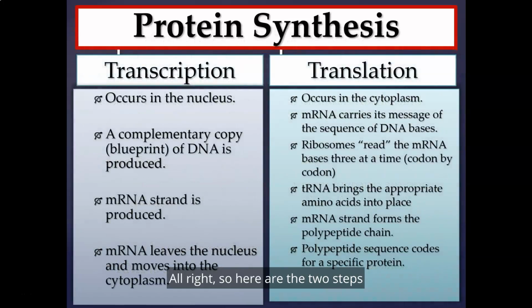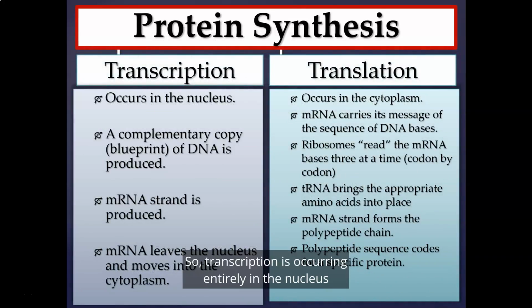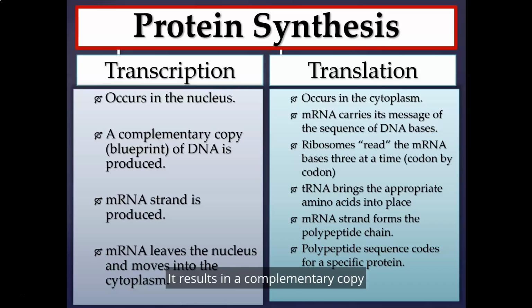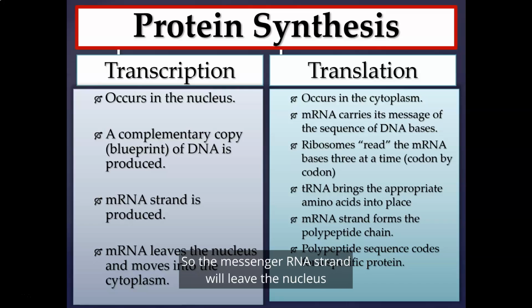All right, so here are the two steps right next to each other. Transcription is occurring entirely in the nucleus of the cell. It results in a complementary copy or blueprint of DNA. And then from this DNA template, that's how the messenger RNA strand is produced. So the messenger RNA strand will leave the nucleus and travel out into the cytoplasm.